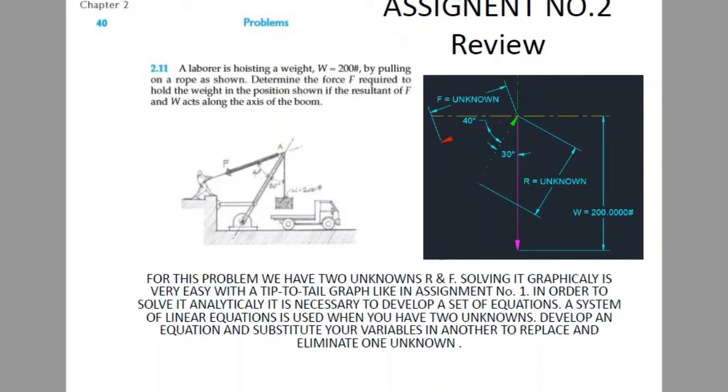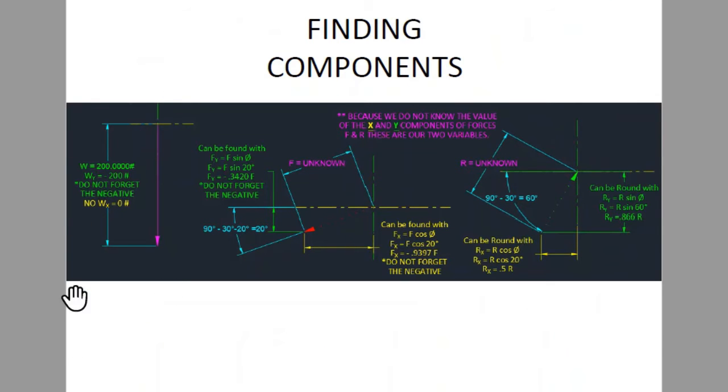A system of linear equations is used when you have two unknowns. Develop an equation and substitute your variables in another to replace and eliminate one unknown. To start off, let's look at W equals 200 pounds. This force is only vertical, meaning there is no x component. So our Wx will equal 0. Our Wy will actually be equal to negative 200 pounds.